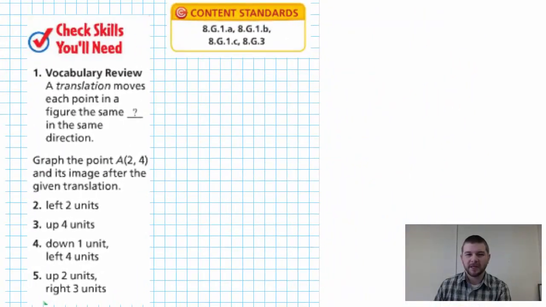And a check of the skills you'll need to be successful in this section. Number 1. Vocabulary review. A translation moves each point in a figure the same blank in the same direction. Graph the point A (2, 4) and its image after the given translation.